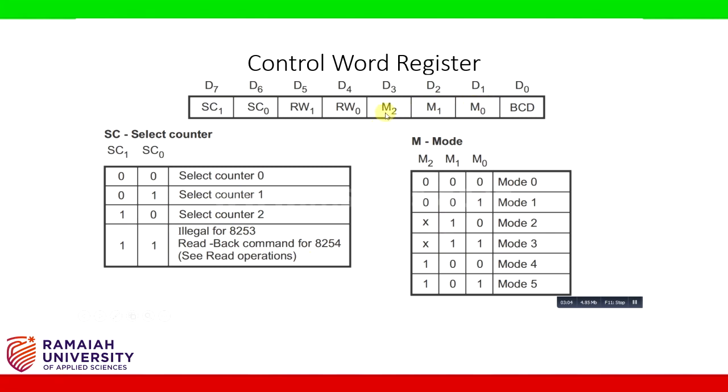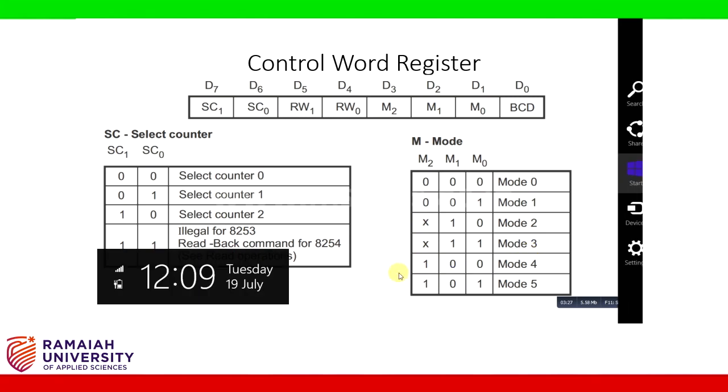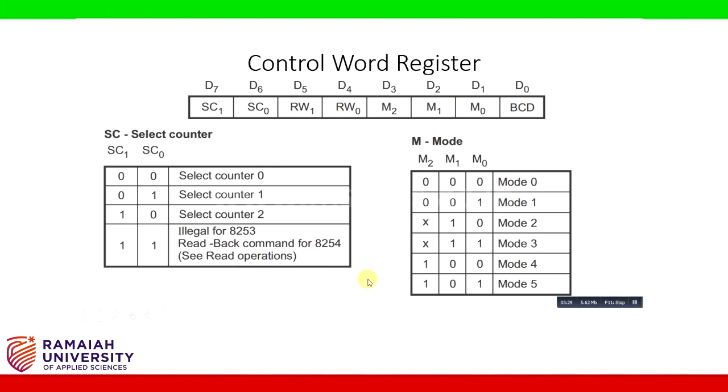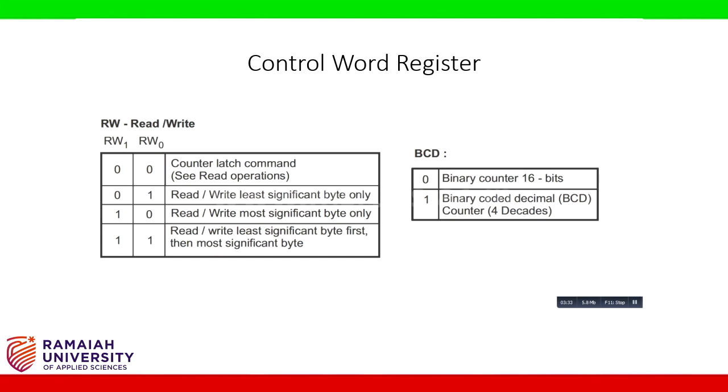When these 3 bits, that is M2, M1 and M0 are 000, then mode 0 is selected. When these bits are 001, mode 1 is selected. When these bits are don't care 10, mode 2 is selected. In this case, this don't care number can be either 1 or 0. Then don't care 11, mode 3 will be selected. 100, mode 4 will be selected. 101, mode 5 will be selected.